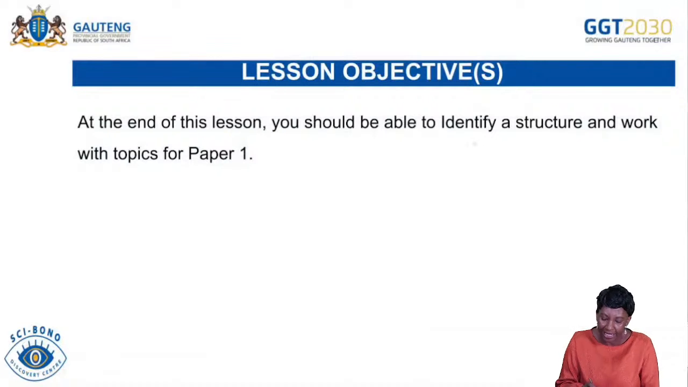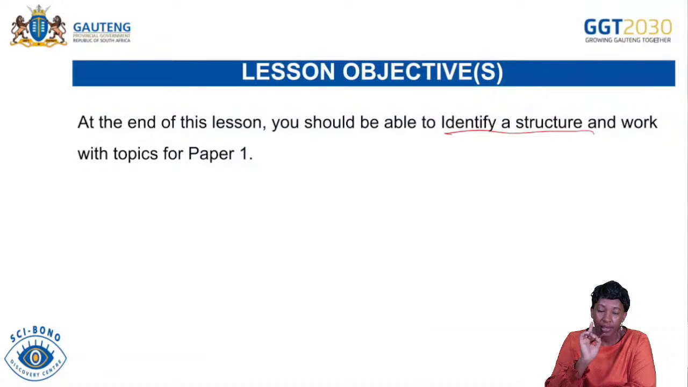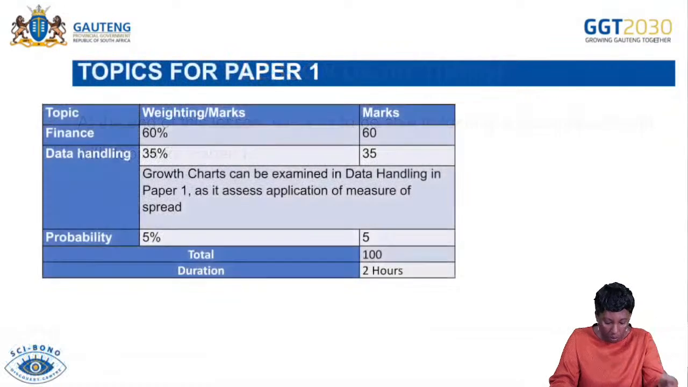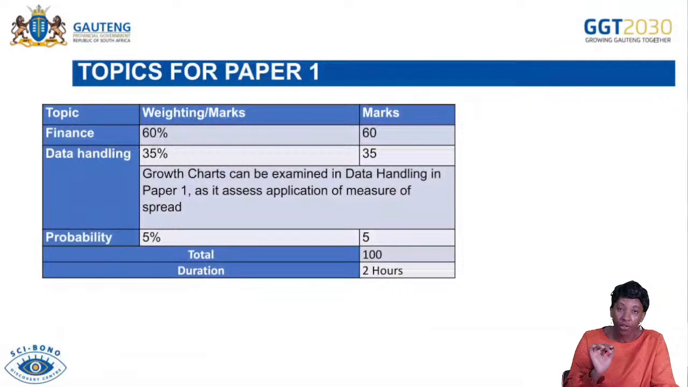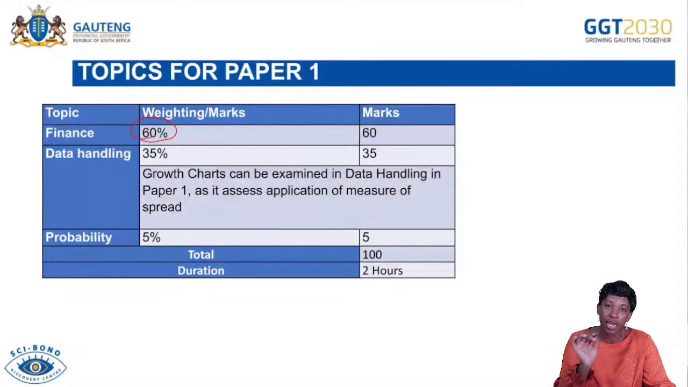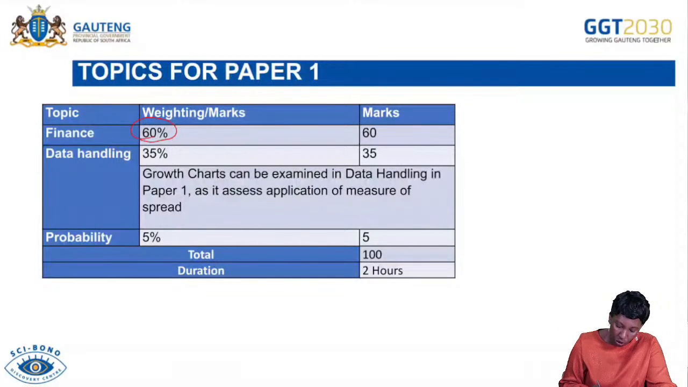You should be able to identify the structure and the weighting of topics for paper 1. Boys, remember, what are the topics for paper 1? In mathematical literacy, we've got 4 topics, and those 4 topics are divided into 2 parts. So for paper 1, what we have is finance, which is 60%. Because our paper 1 will be out of 100.